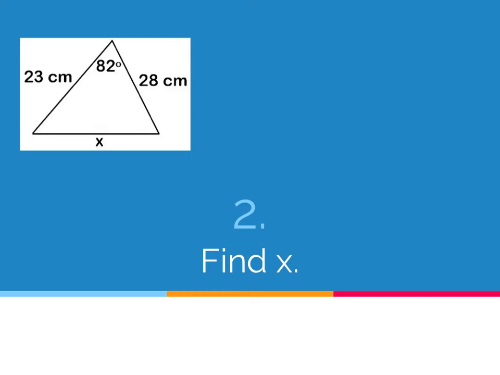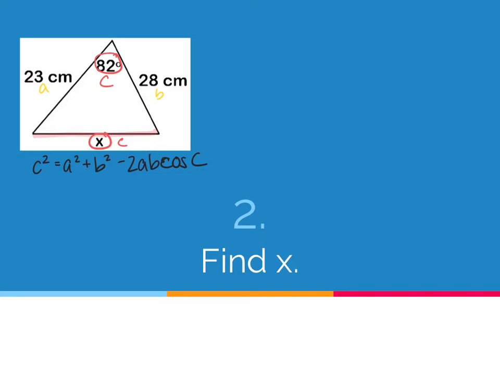Again, we are asked to find x. This is this side length. And we have to remember to start with our formula. So c squared equals a squared plus b squared minus 2 times a times b times the cosine of c. What this means is that x is C, 82 is directly across from it, so that's our angle C. 23 could be A or B, we'll just call it A. 28 could be A or B, we'll just call it B.